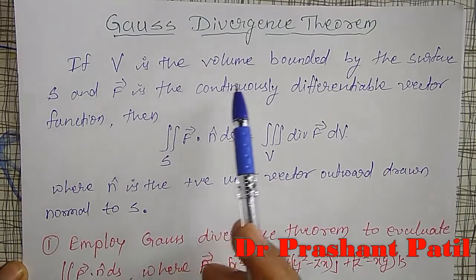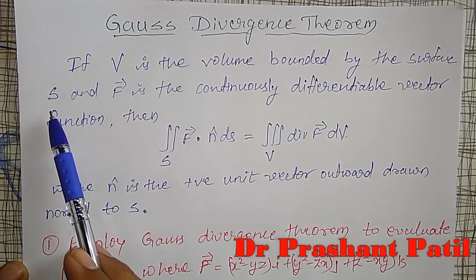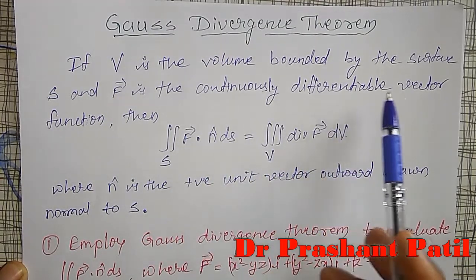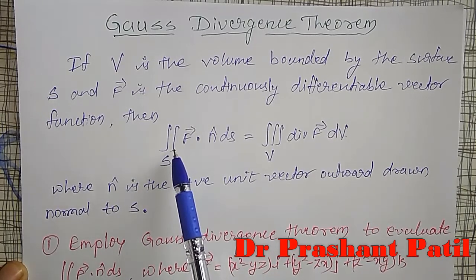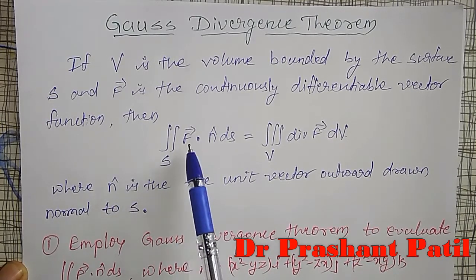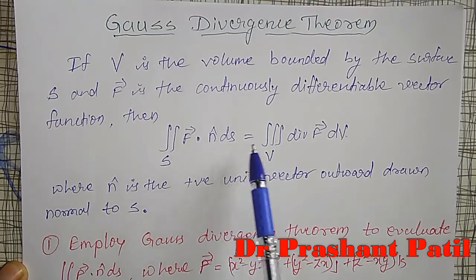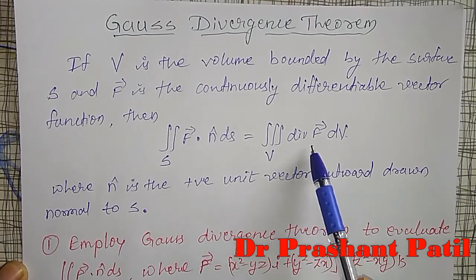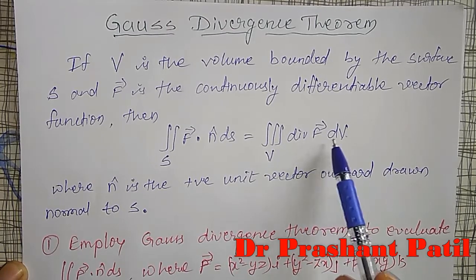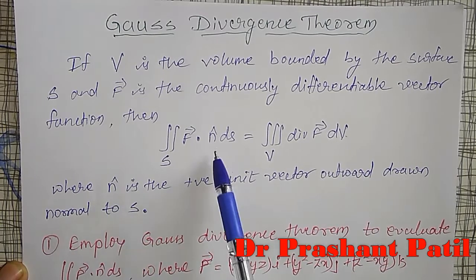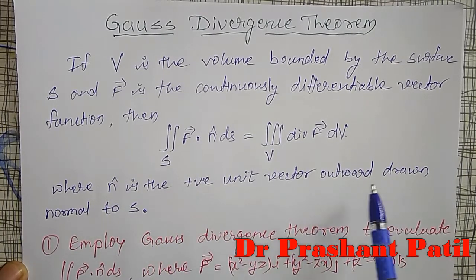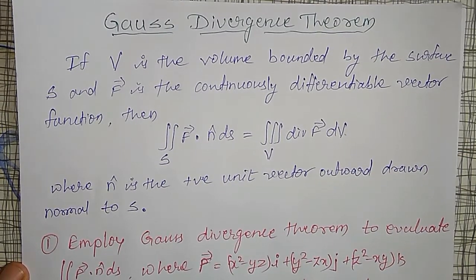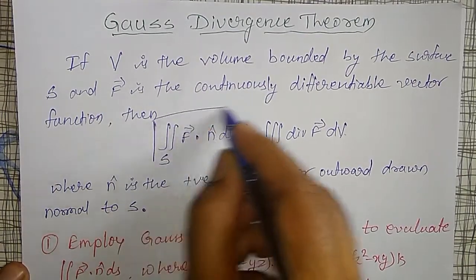If V is the volume bounded by the surface S and F is a continuously differentiable vector function, then the double integration over that surface S of F dot n cap dS must be equal to the volume integration, that is, the triple integration over that volume of divergence of F into dV, where this n cap is the positive unit vector, the outward drawn normal to surface S. This is a formula we have to remember here.